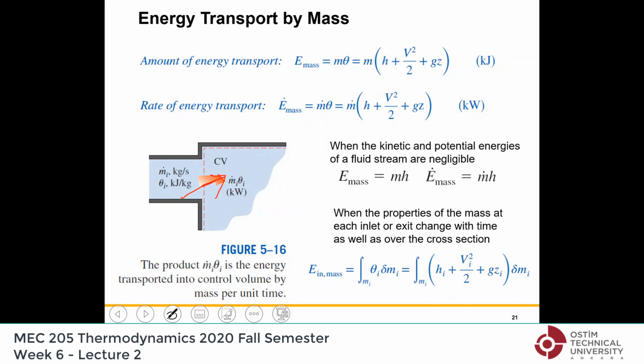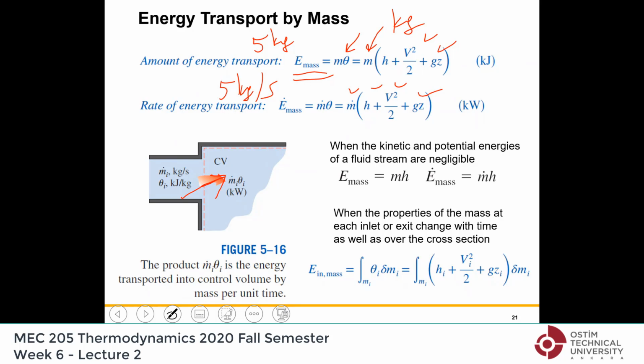Keep in mind that the energy per unit mass is theta, which is h plus v square over 2 plus gz. If you have m kilogram mass entering, then how much energy is entering by mass? It is mass times h plus v square over 2 plus gz. Or in the rate form, let's say here you have 5 kilogram mass entered, or you have 5 kilogram per second mass entering. Then you use mass flow rate, and again enthalpy, kinetic, and potential energies.